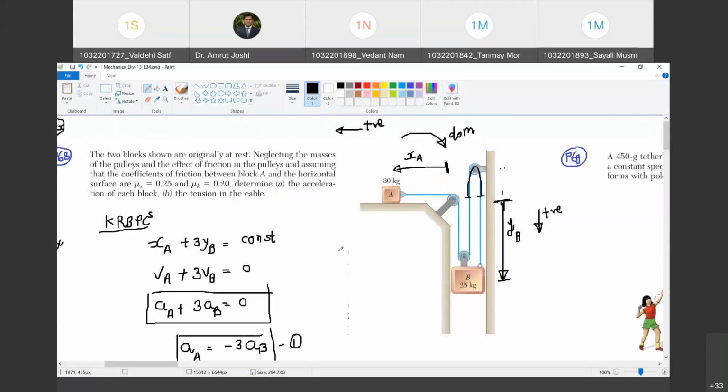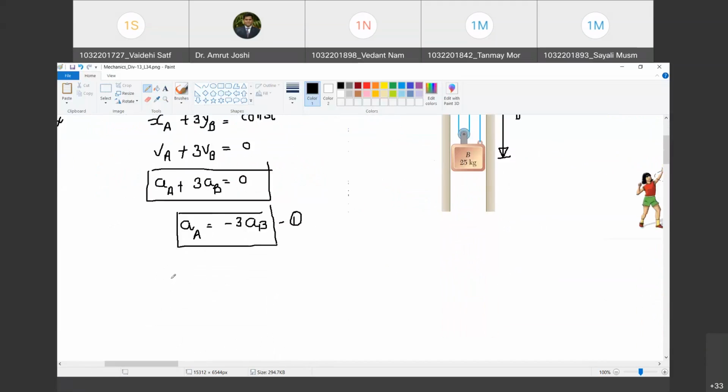Now I am going to draw the free body diagram of block A. Happy? Yes, sir. So let me draw the free body diagram of block A. What are all the forces? We have this as 30 into 9.81. Happy? Yes, sir. Great. Then we are going to have this as Na. This is the FBD of block A.